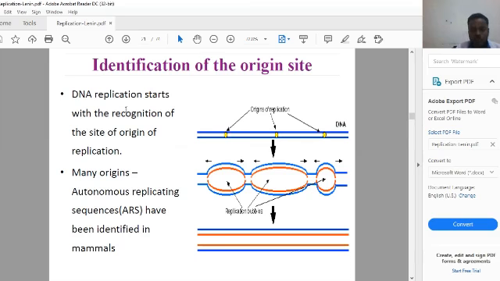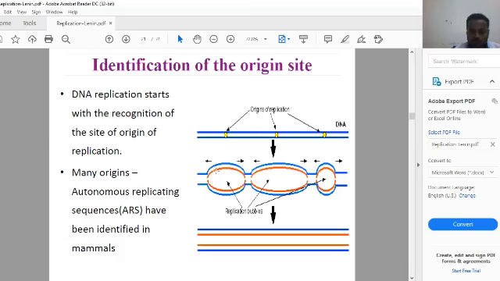DNA replication starts with the recognition of the site of the origin of replication. The main origin, the autonomous replicating sequences, have been identified in mammals. The first one is where it starts. You can see the yellow color pointing out the DNA strand, so this process starts at a specific, particular position on the DNA.